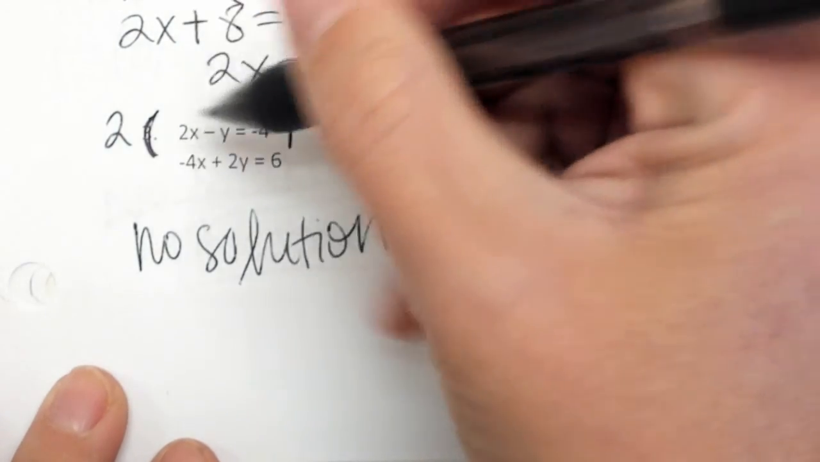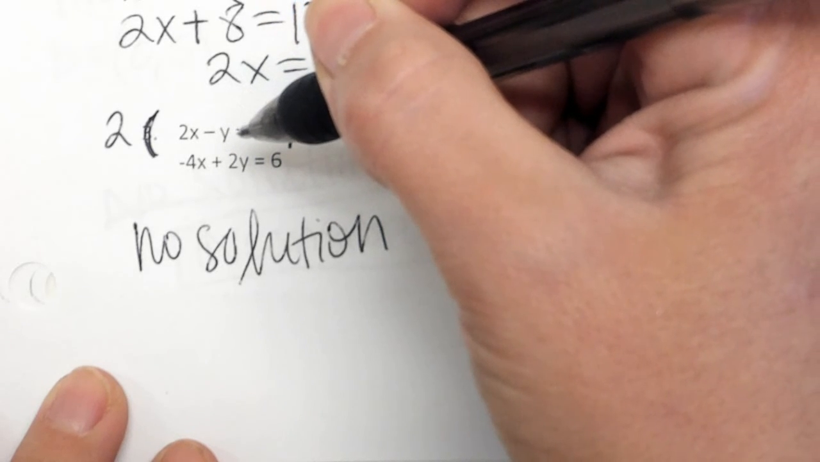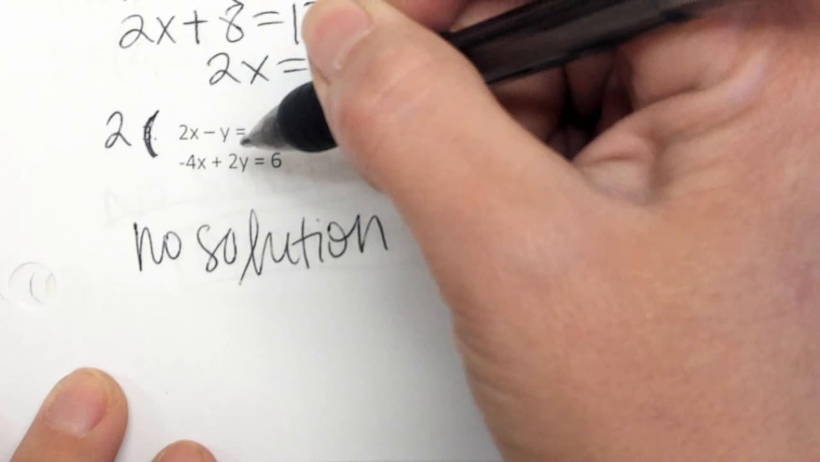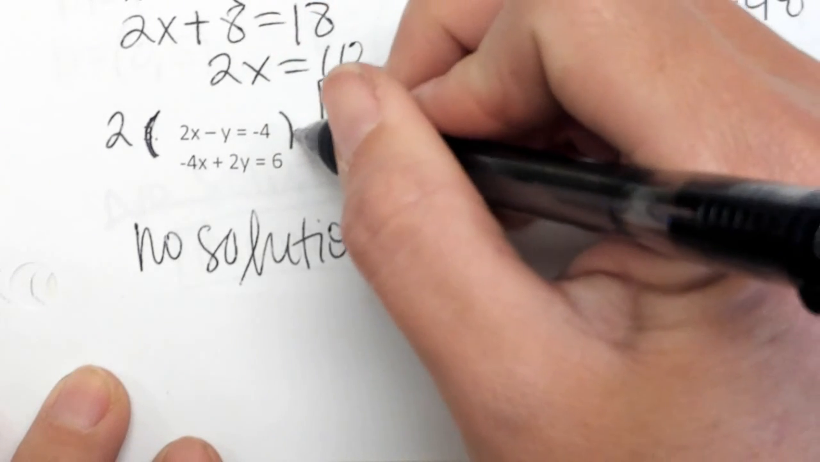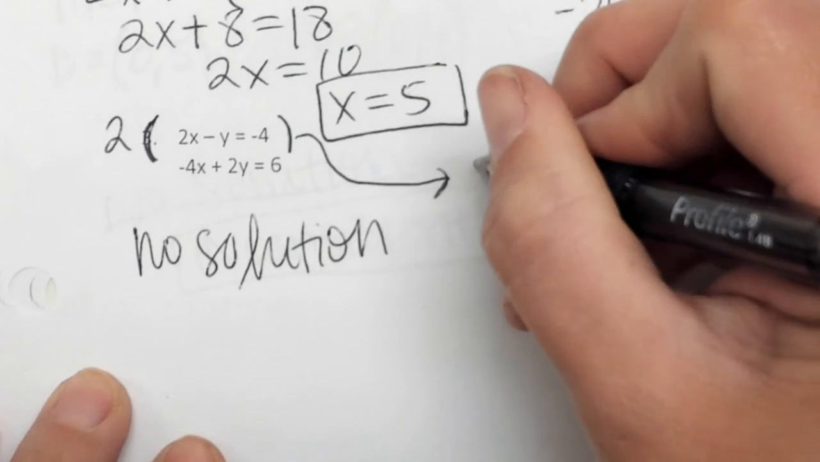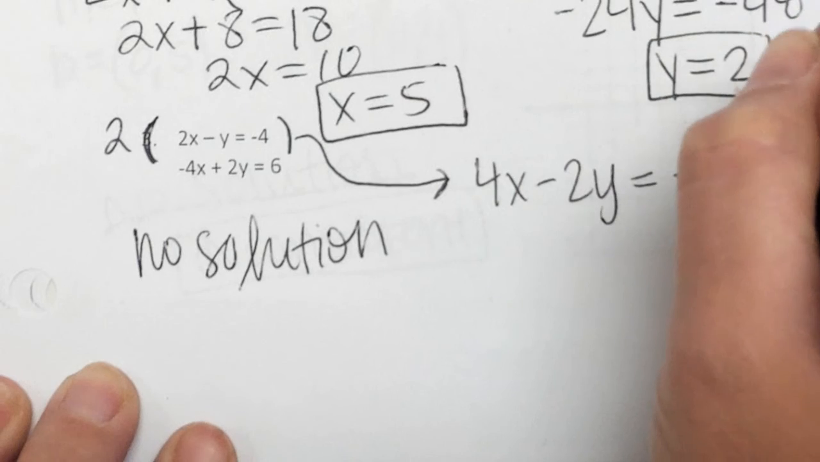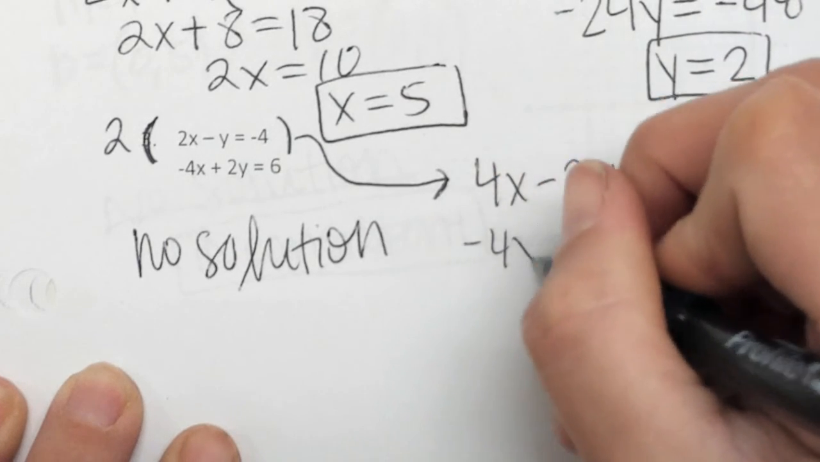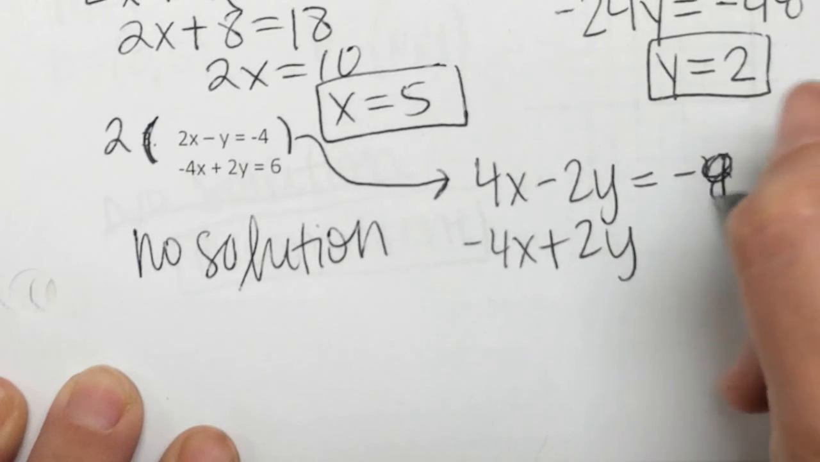Why wasn't it negative 2? Anybody? Why didn't she multiply by a negative 2? Very good. So Catherine, what did you get when you multiplied this by 2? 4x minus 2y is -4. Good. We didn't have to multiply the second one, so I'll just bring it down. Negative what? There we go.